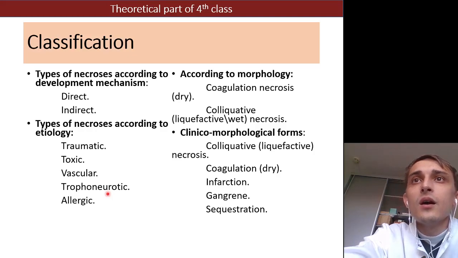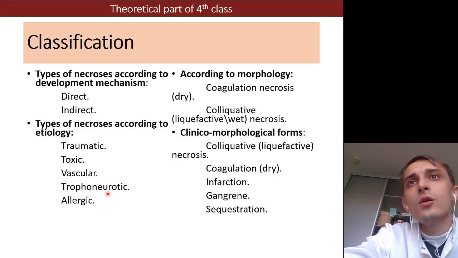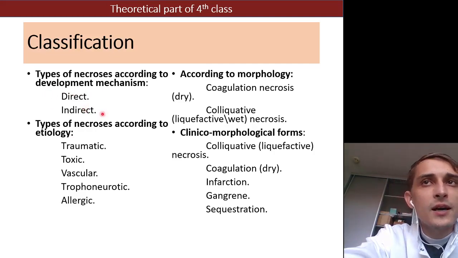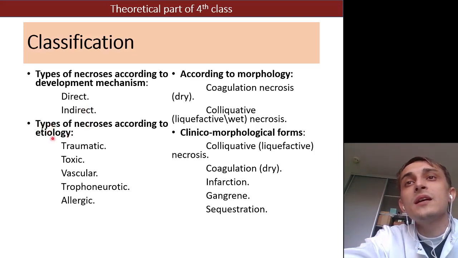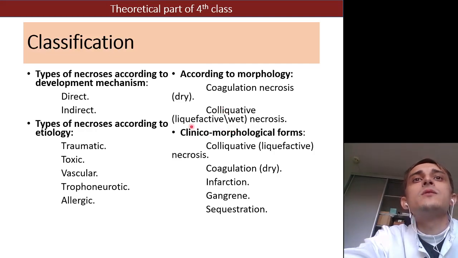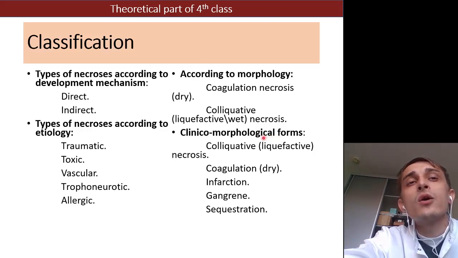According to classification, there are many different ways of classifying necrosis. It may be according to the mechanism, direct and indirect. Also, it may be according to the etiology, and we have already talked about it. According to morphology, it may be coagulative necrosis and colliquative necrosis. But one of the most important is the clinical morphological classification of necrosis, or clinical morphological forms of necrosis. According to this classification, there are colliquative or wet necrosis, coagulative or dry necrosis, infarction, gangrene, and sequestration.